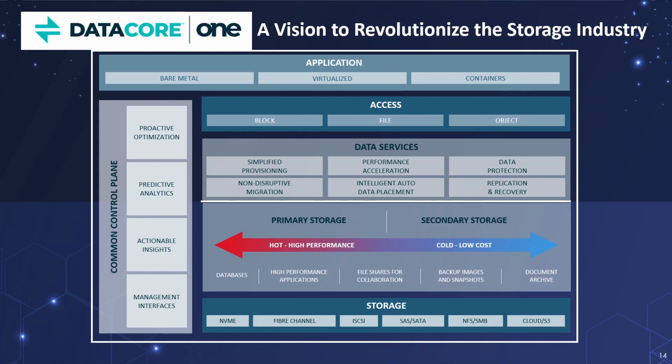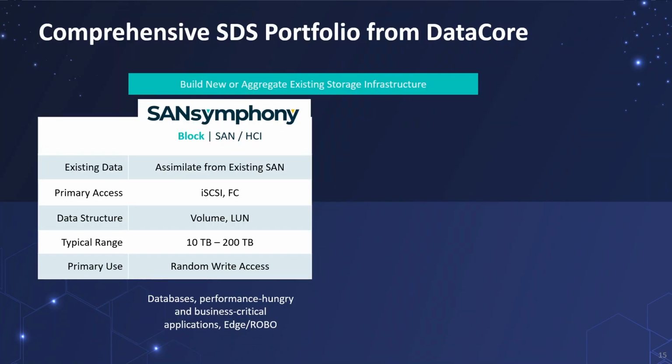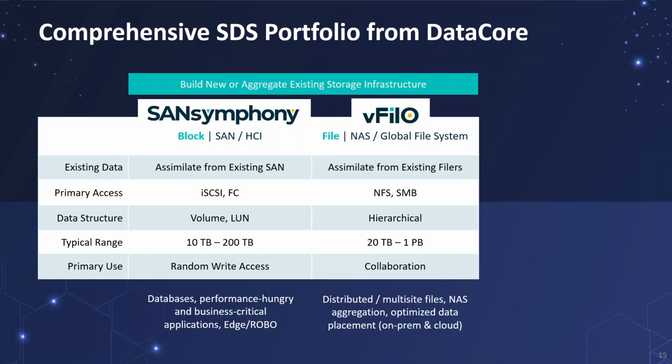So that's our vision. As you may know, a long time ago, DataCore had a product called SANsymphony, focused on block virtualization, whether from internal disks or external SAN. You can also use this software to form hyperconverged infrastructures. The primary access methods are iSCSI and Fibre Channel. We use this product for performance-hungry and business-critical applications, without downtime at the storage level.